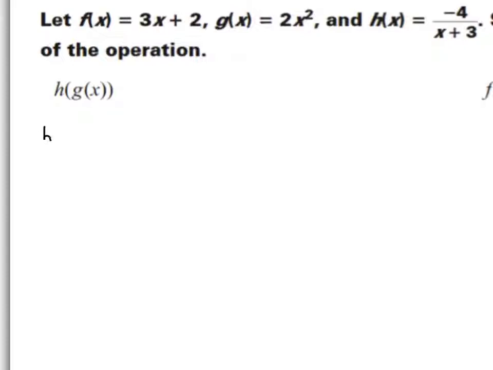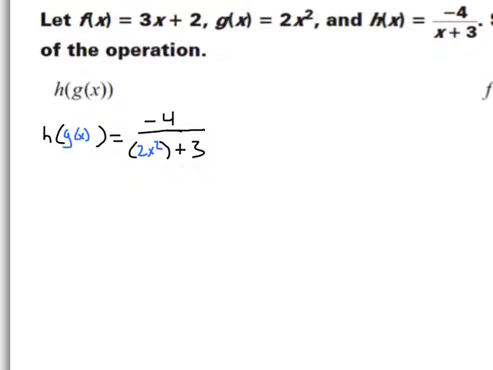So I'm going to write h of something equals negative 4 over something plus 3. All right, so now we want to substitute in to h of x. And what are we plugging in? 2x squared, or g of x, right? We're plugging in g of x. G of x is 2x squared.